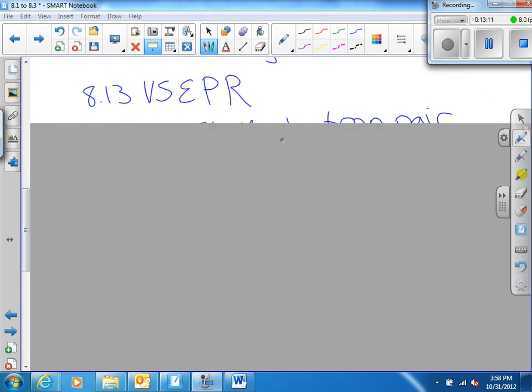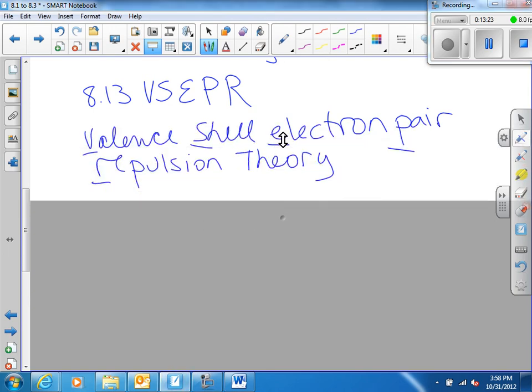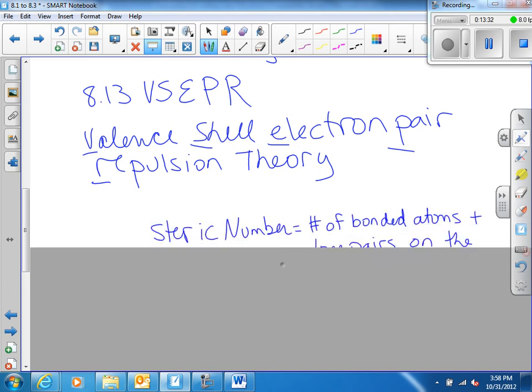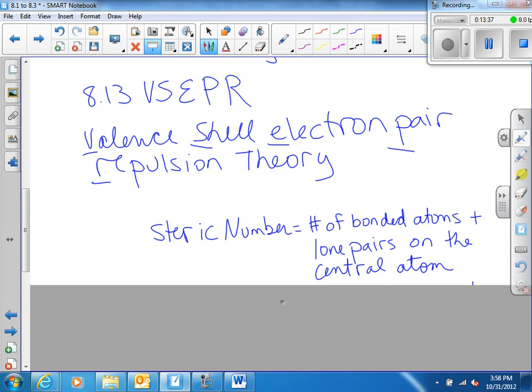I had a little break and I filled out section 8.13, which is the last section we're going to do today. Valence shell electron pair repulsion theory. This is what gives us our geometry for different molecules and lets us know what kind of geometry a specific molecule would have. Some of you loved this, some of you don't like it, but this is what we're going to be doing. So first you have to learn some terminology. Steric number is the number of bonded atoms and lone pairs on a central atom.